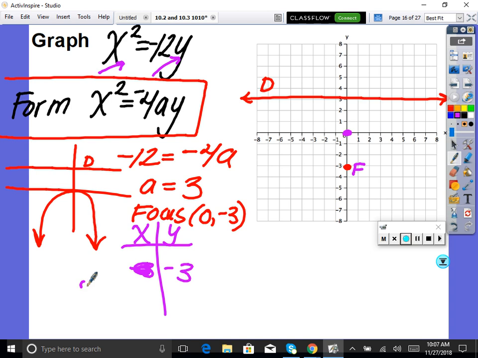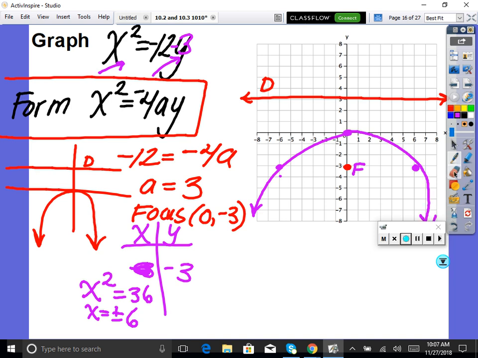So then my true statement would be x squared, plugging in a negative 3 right there, is x squared equals 36. So x is equal to plus and minus 6. So we go 6, negative 3, and then over negative 6, negative 3. It should always open up on your focus. So your graphs should always make sense because they should open up. Uh-oh, don't erase. There we go. So it's really not that bad as long as you follow those steps. It is different.